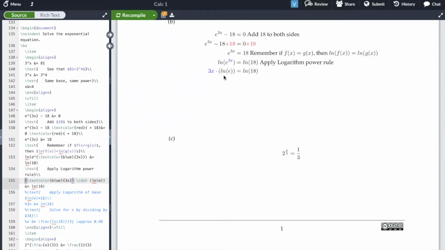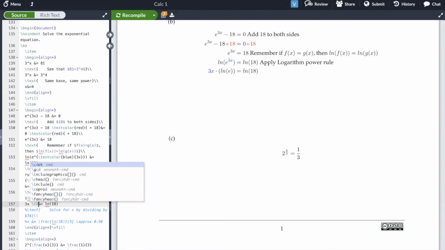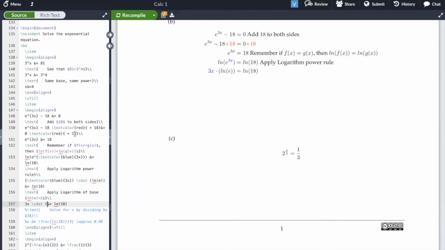Also, in that element over here, we see that we have the same base as our e. So they would cancel each other out. And we know that ln of e is just 1.